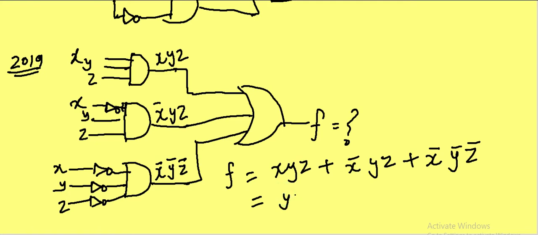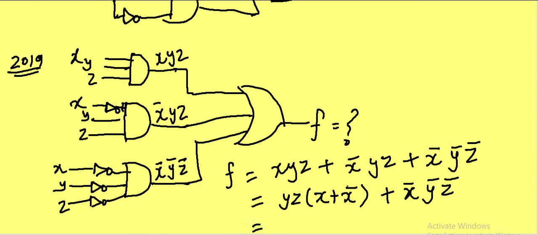So take yz common: yz times (x plus x complement) plus x complement y complement z complement. Then x plus x complement is 1 because of the identity law. So you have to specify here that using the identity law we can say that x plus x complement is 1. So it will be yz plus x complement y complement z complement. So this is your answer.